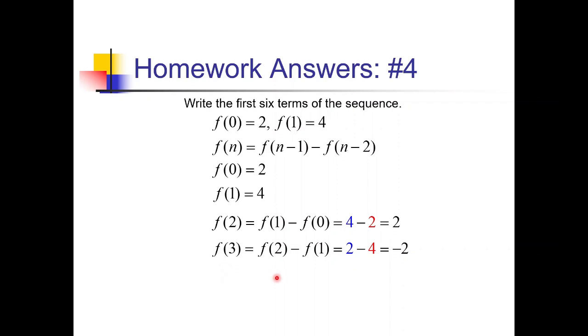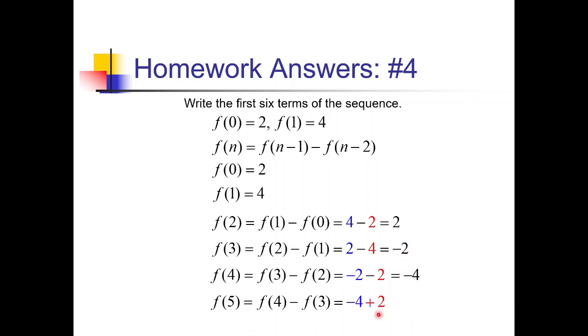F of 4 is f of 3 minus f of 2. So that's going to be negative 2 minus another 2, which comes out to negative 4. And the last term I need to find, f of 5, that's f of 4 minus f of 3. So that's negative 4 minus negative 2, so plus 2, which comes out to negative 2.